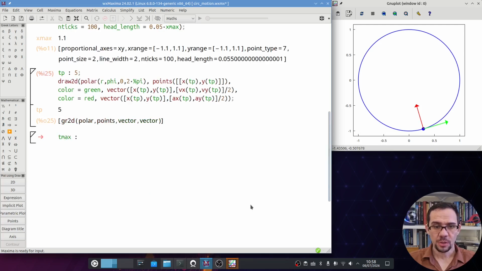In order to do so, I'm going to define a Tmax. So let's set it initially to the period of the motion, and the number of frames. And let's set the file name.